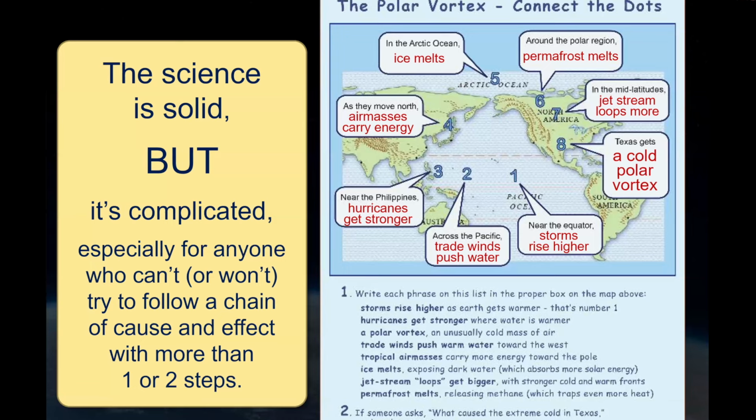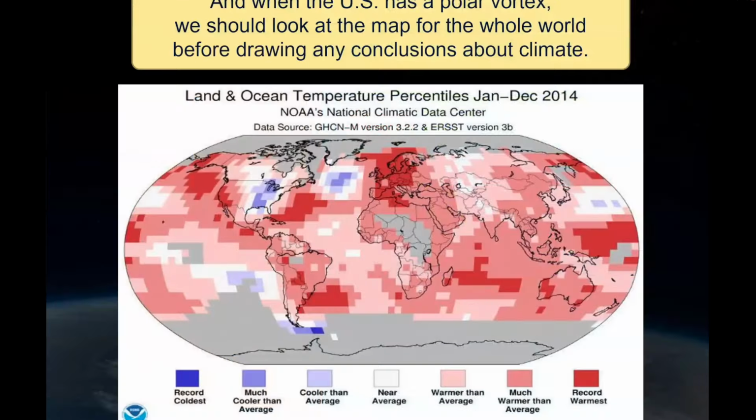In other words, if you want to understand why it's cold in Texas, you have to trace an 8-step causal chain that starts at the equator, involves this desert movement, and some things going on in the Arctic.